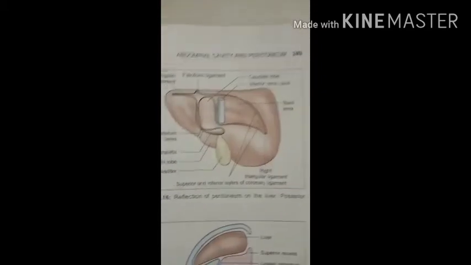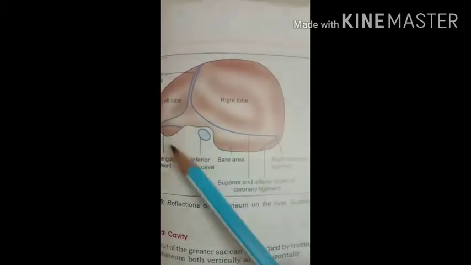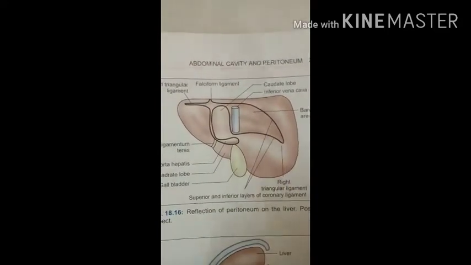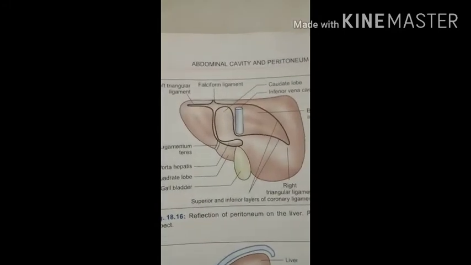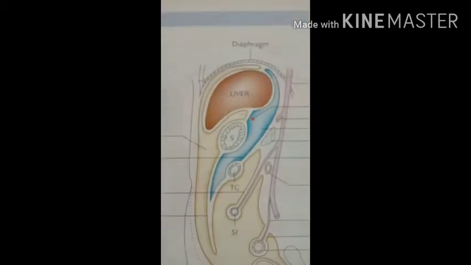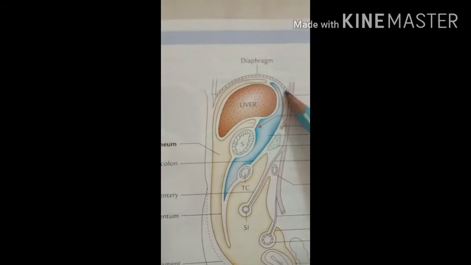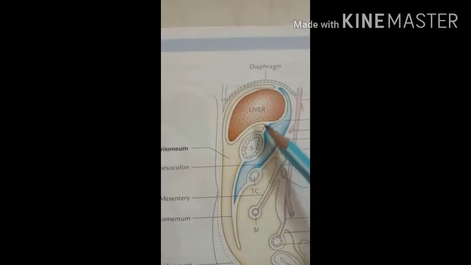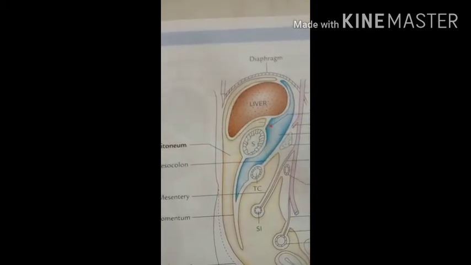So here in this diagram you can see both views, that is the superior surface of the liver and the posterior surface of the liver. The liver should be mostly invaginated by the peritoneal fold. Here you can see the liver, and it is totally invaginated by the lesser sac and the greater sac, forming folds of the peritoneum that are called the ligaments.